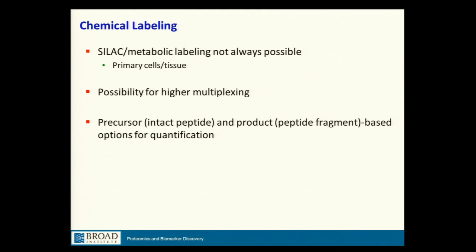Okay. There are some times when you can't use a metabolic labeling trick like SILAC. Such cases include when you have either primary cells that won't grow in cell culture or tissue, maybe a tumor sample that you're trying to characterize in some way, or a group of samples. And in this case, it's good to resort to chemical labeling.